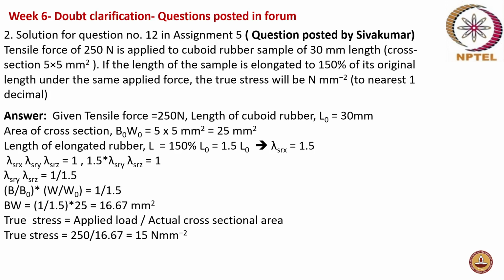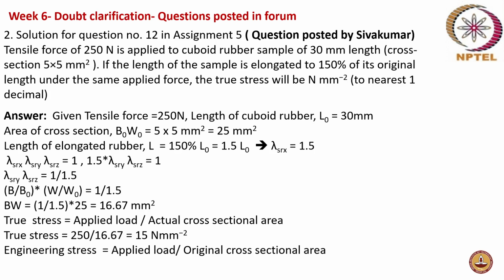Besides true stress, there is also a concept called engineering stress. In engineering stress, you calculate the stress as applied load by original cross section area. The original cross section area is 25, and your load is 250. So you will end up with an engineering stress of 250 by 25, that is 10 Newton per millimeter square. That is why they have specifically asked what the true stress is. In case they ask what engineering stress is, then you have to use the original cross section area. Are you all able to make sense? This one you would even have gone through in your material science course.